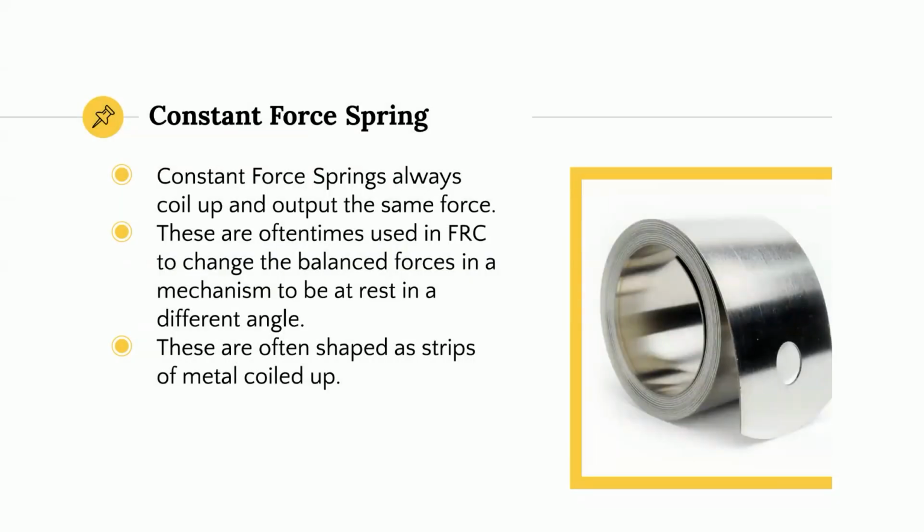And here we have constant force springs. Constant force springs always coil up and output the same force. These are oftentimes used in FRC to change the balance forces in a mechanism to be at rest at a different angle. These are often shaped as strips of metal coiled up.